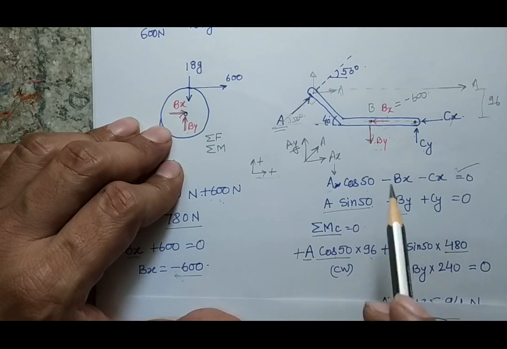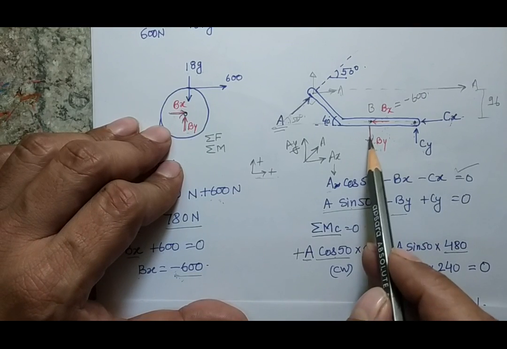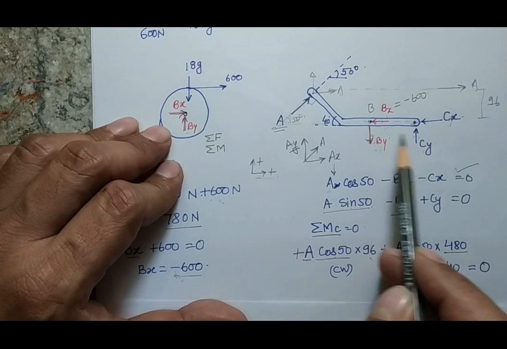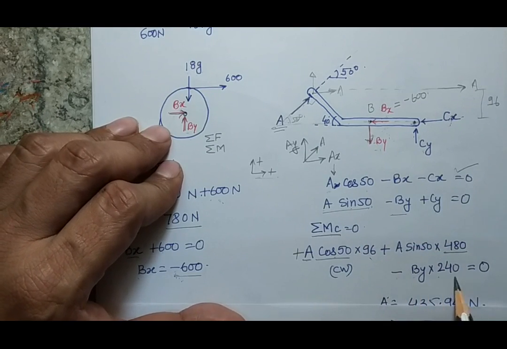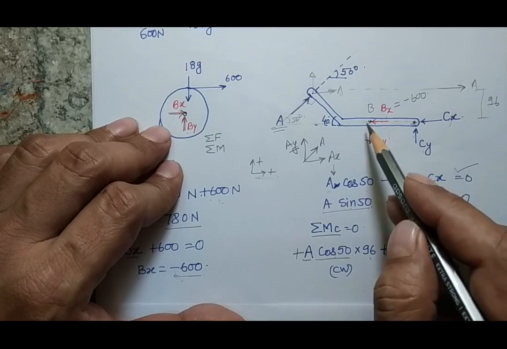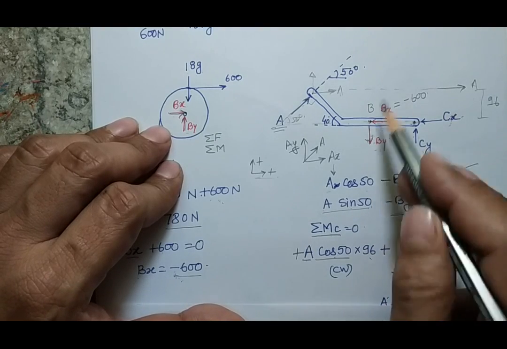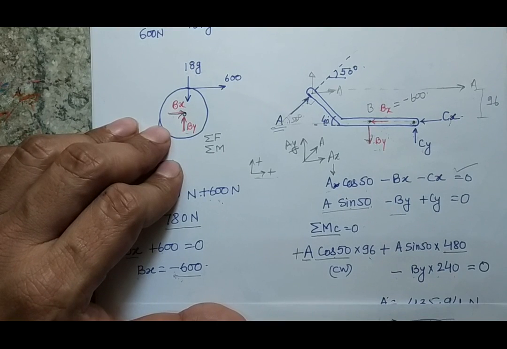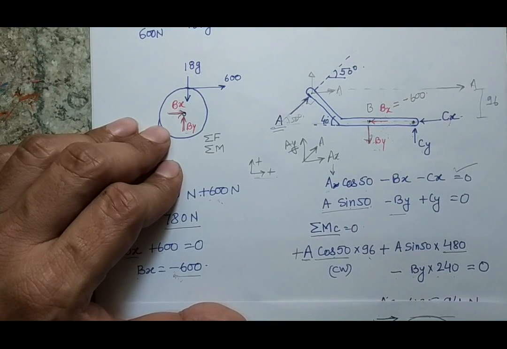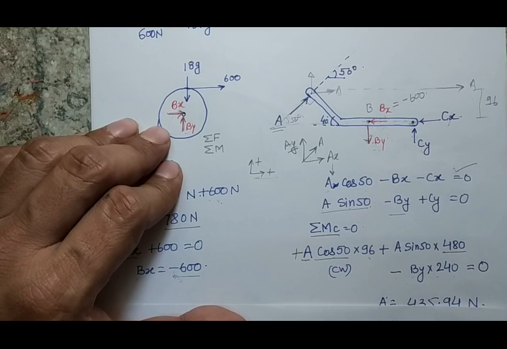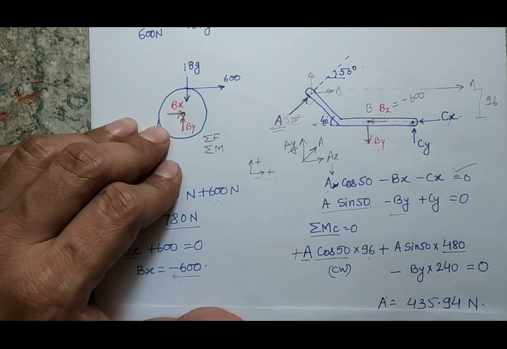Now the third force is my By. The By is acting at 240 mm away, so it is minus By into 240, because By is acting in the downward direction, so the effect of By will be counterclockwise. If you see my previous video, there I have explained how to find the sense of this moment, whether it will be clockwise or negative anti-clockwise.